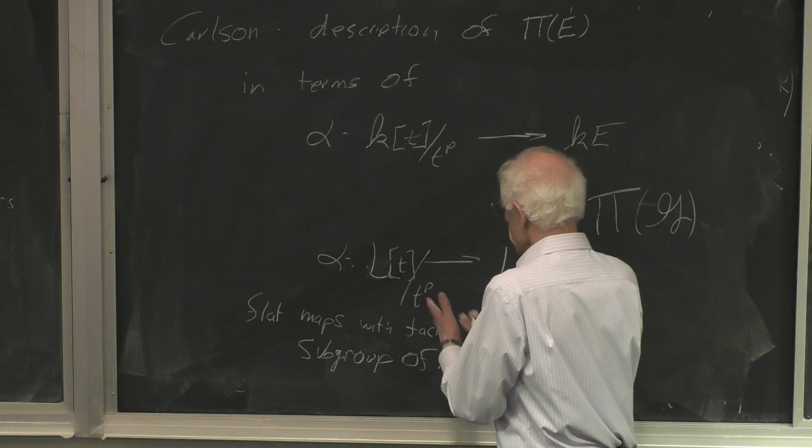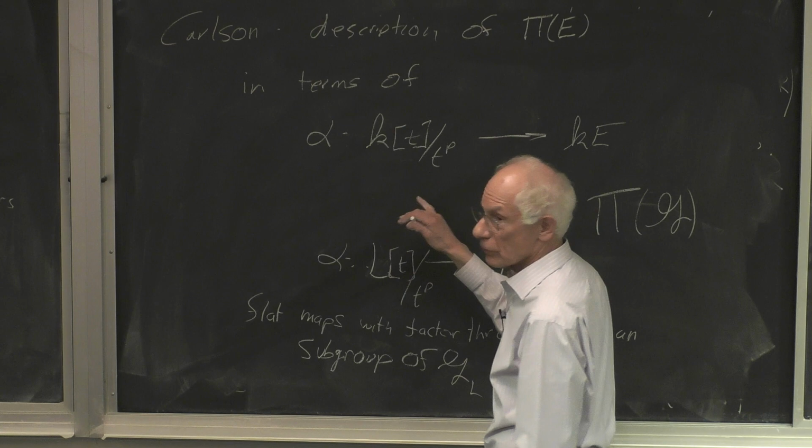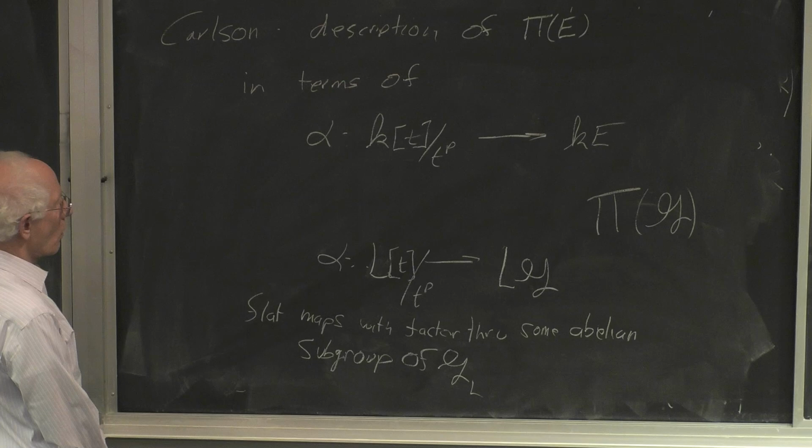John chose a basis instead of equivalence classes, which is one reason why I think there was something. So are you defining pi E this way, or are you? This is the definition of pi G.